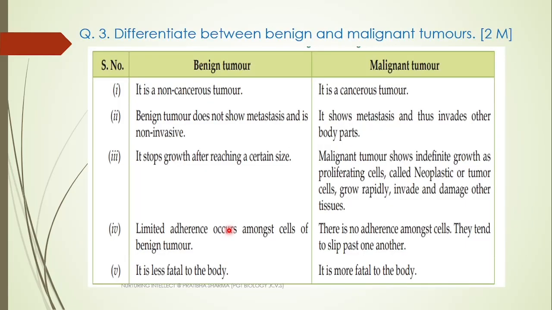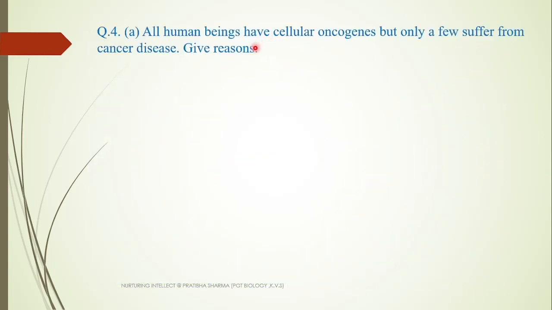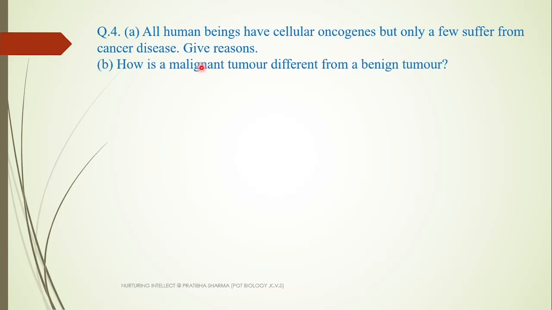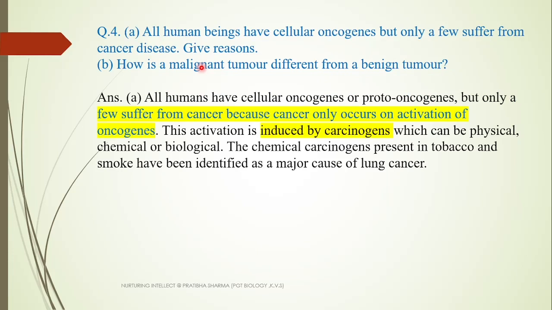Differentiate between benign and malignant tumor. This we already discussed. ठीक है? All human beings have cellular oncogenes, but only a few suffer from cancer disease. Give reason. तो cellular oncogene हम सभी में होती है, लेकिन वो inactive होती है. Due to the different carcinogenic agents, these genes they might get activated and thus resulting in oncogenic transformation.